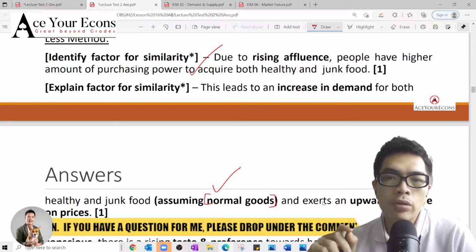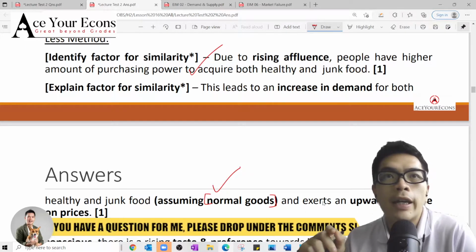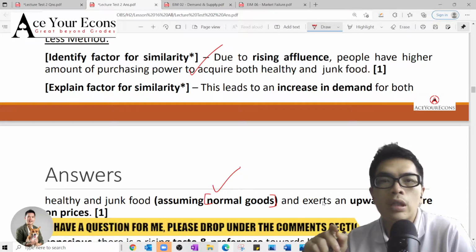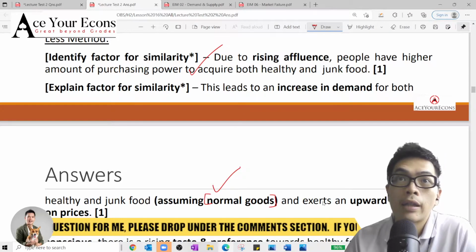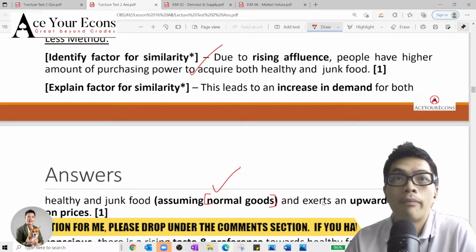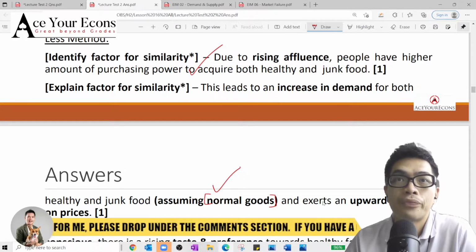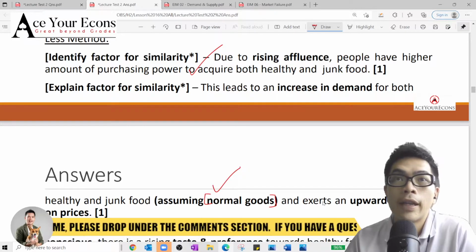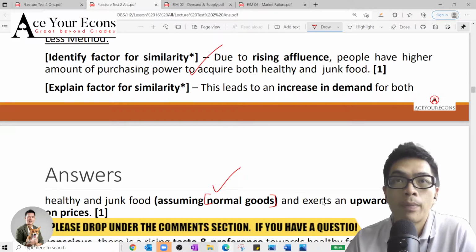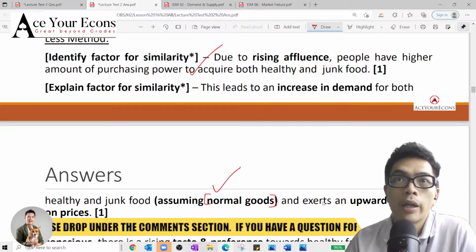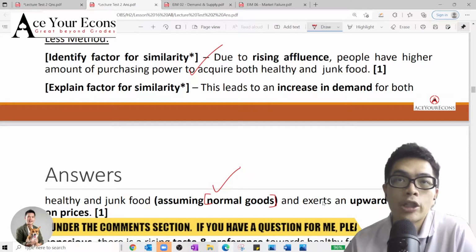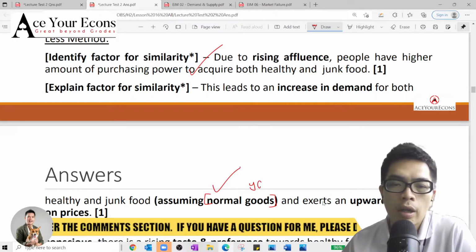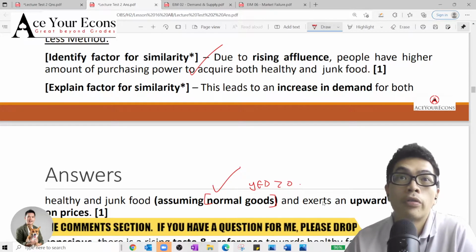Some of the students made the assumption that junk food is an inferior good. If junk food is an inferior good, there is no way that the demand will go up for junk food, and therefore it will not result in a higher price level. So remember, this is a key assumption, especially if you are an H2 student. YED is greater than 0 for both goods.